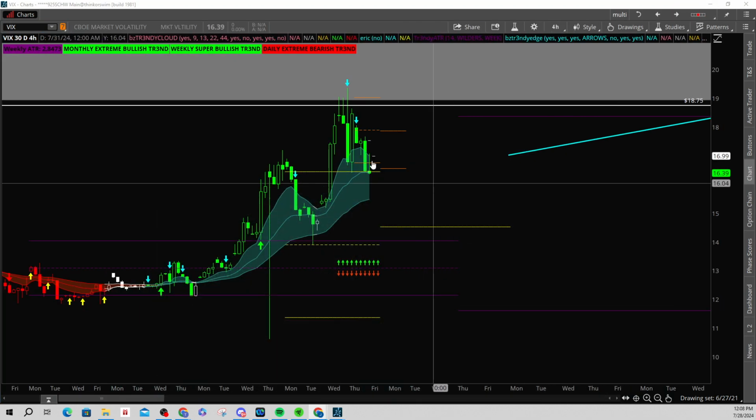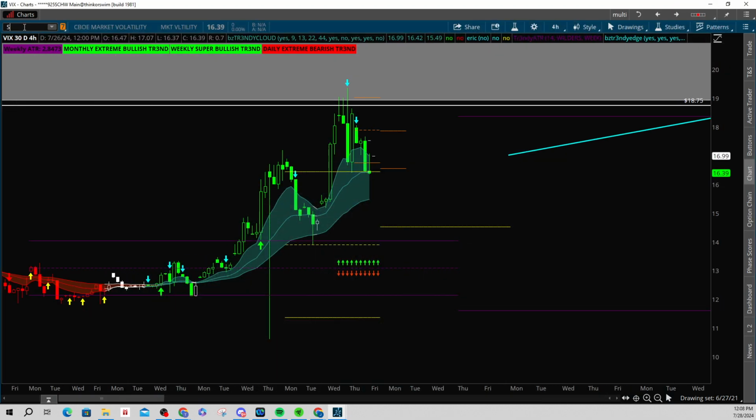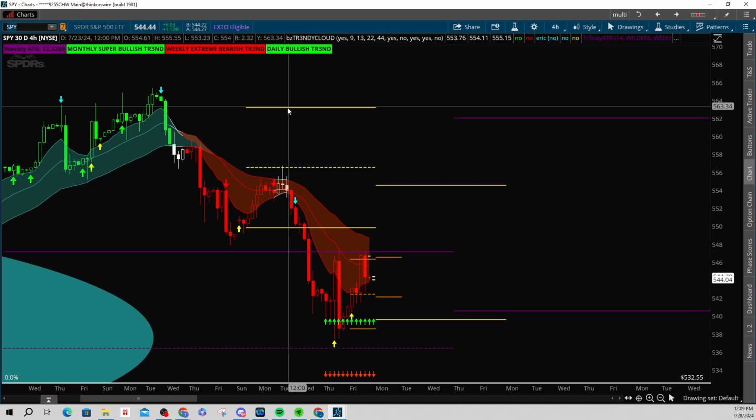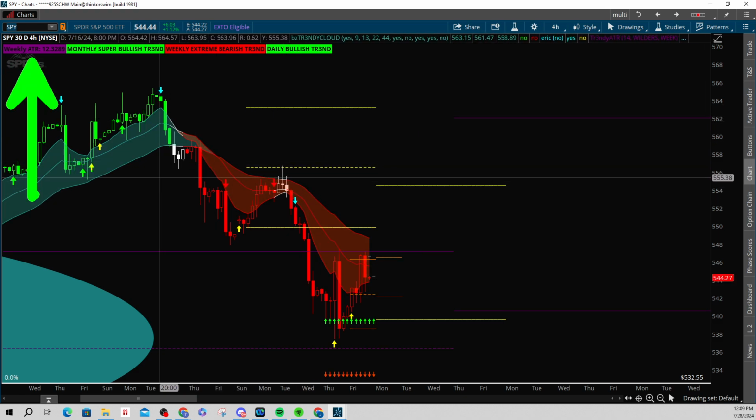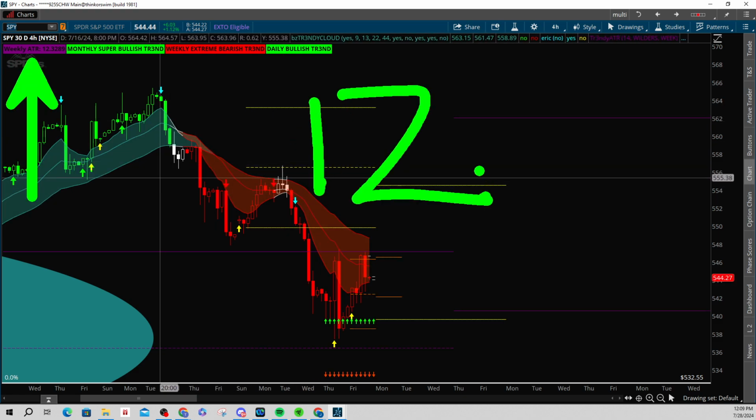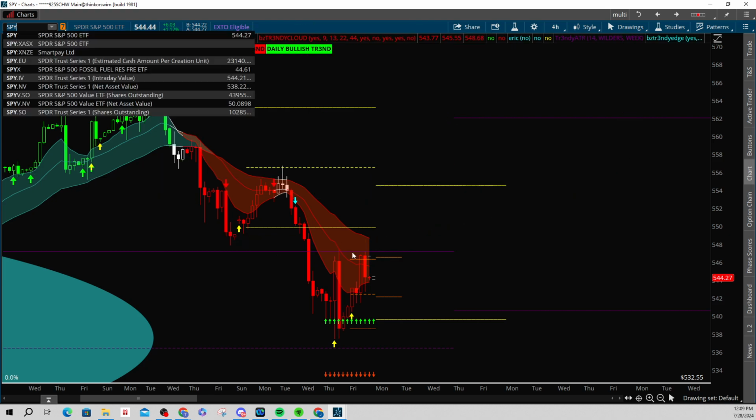So let's reduce that. We're going to come over here to SPY. And what we want is the weekly ATR. Now, the weekly ATR is about $12 and some change. What that means is average true range. It's moving about $12 in a week.